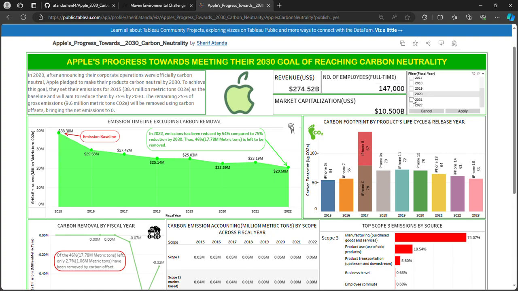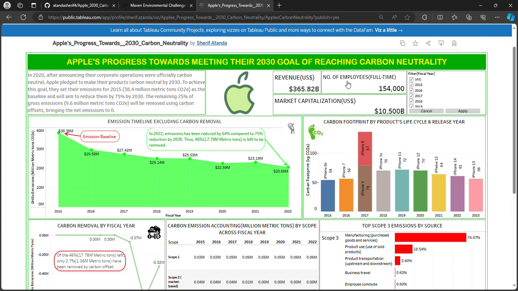Let me move to 2021. From 274 it moved to 365. The number of employees also increased. What this is saying is that over the years, there has been an increase in the number of employees, the revenue, and market capitalization. The increase in revenue shows that the products produced by Apple are in demand.